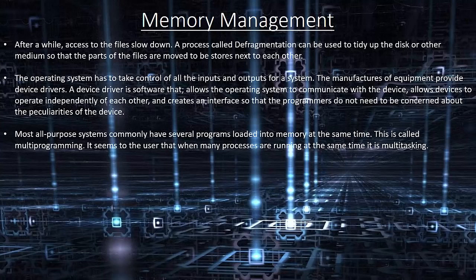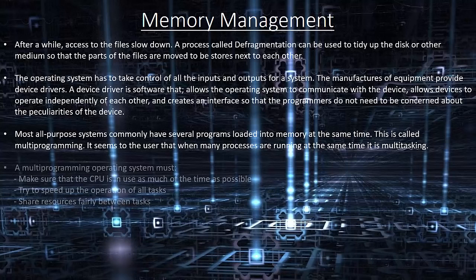Most all-purpose systems commonly have several programs loaded into memory at the same time. This is called multi-programming. It seems to the user that many processes are running at the same time; this is multitasking. A multi-programming operating system must make sure that the CPU is in use as much of the time as possible, tries to speed up the operation of all tasks, and shares resources fairly between tasks.